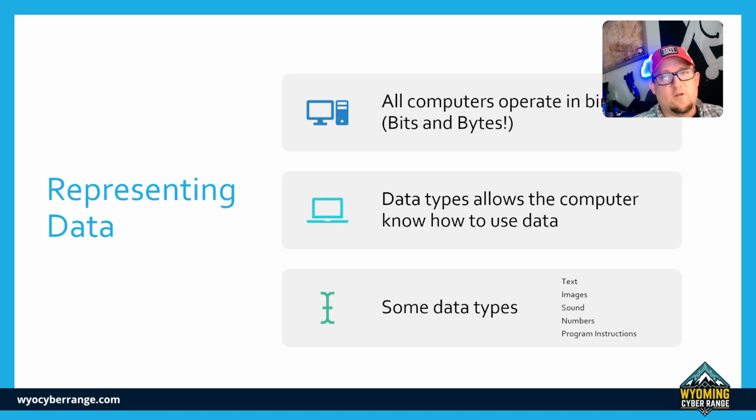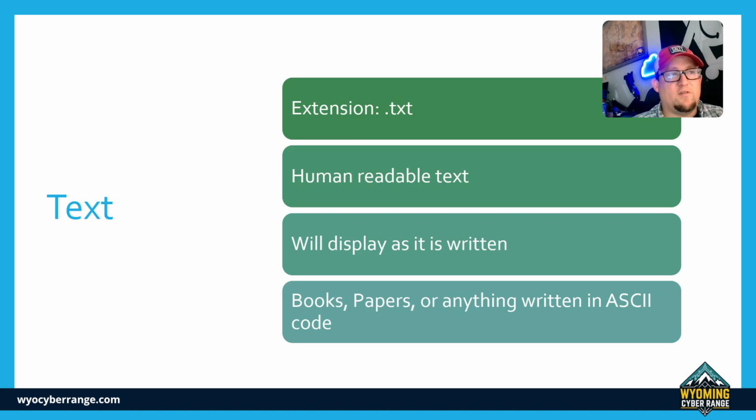Okay? But there's also going to be what we like to call file types. If you're a user of a computer, most times you're probably used to seeing this, you just didn't know what it was called. So file types may have what we call an extension, a .txt, for example, which is human readable text, and will be displayed as it is written. This is how we normally display books and papers and anything with ASCII code.